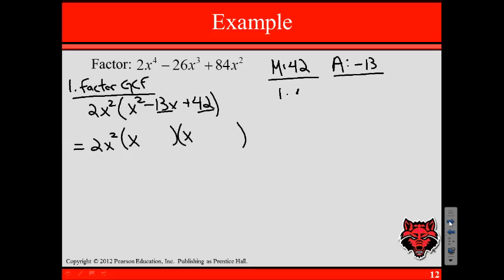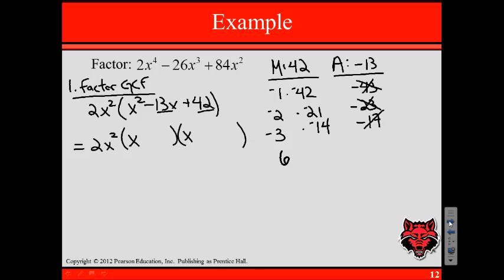Start with 1 and 42, and those each need to be negative. That would add up to negative 43. It's not what we want. We then go to 2 and 21. Each number is negative. Those add up to negative 23. We're closer, but still not there. We also have 3 and 14. Each of those numbers are negative. It gives us negative 17. We're even closer to the negative 13 now, but not quite what we want.